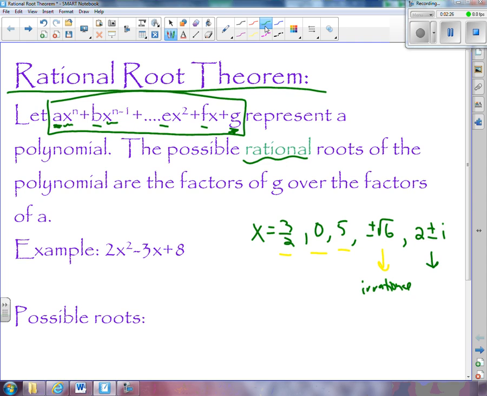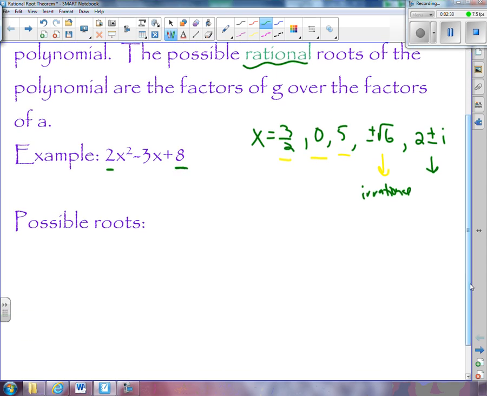So what we're saying here is that the possible roots are going to be the factors of the last number. What numbers can multiply to make 8 over the factors of the first number? What numbers multiply to make 2? So all your job is in these problems is just to list out what the possible factors could be. We're going to start with that.